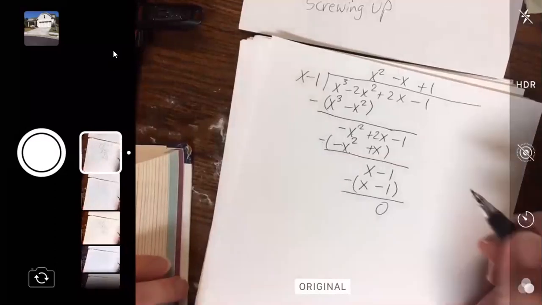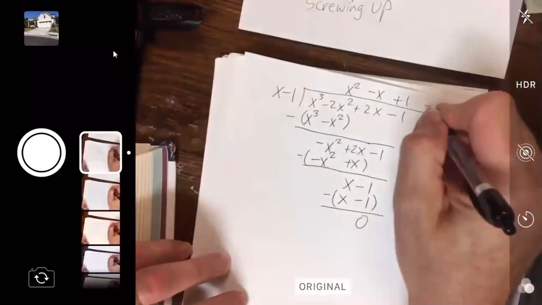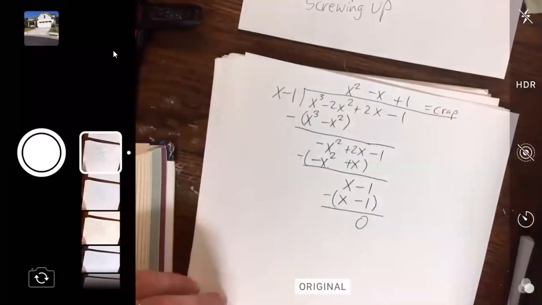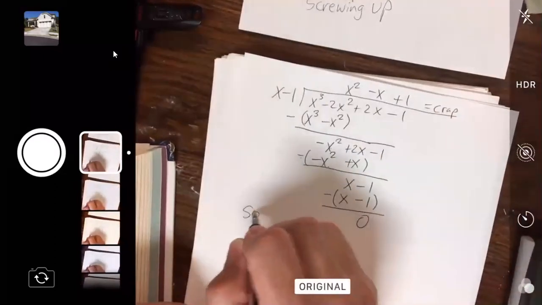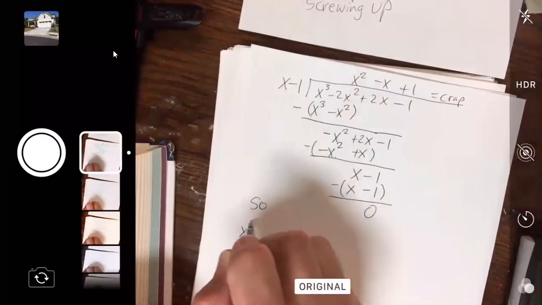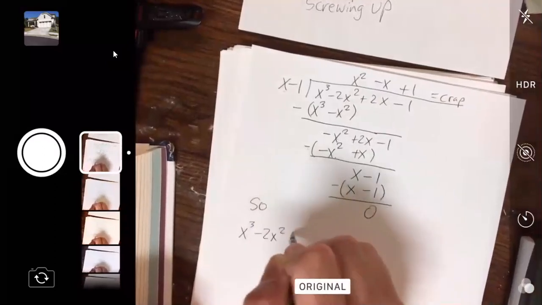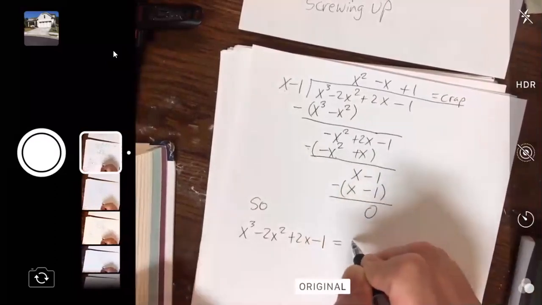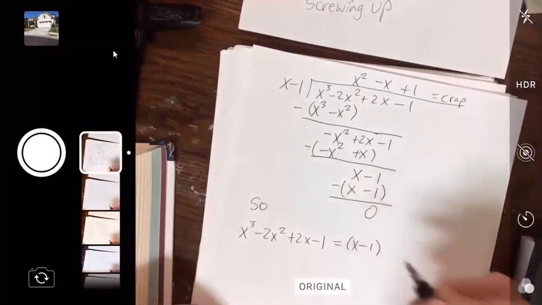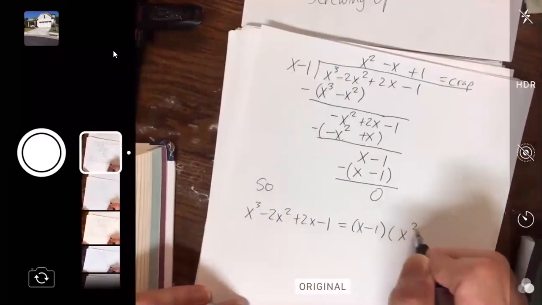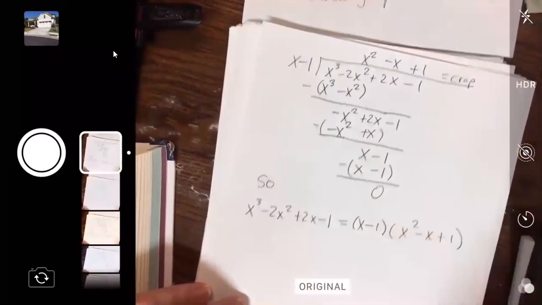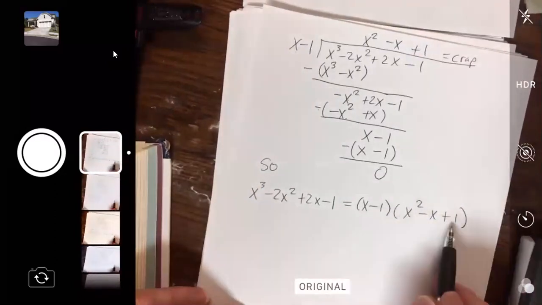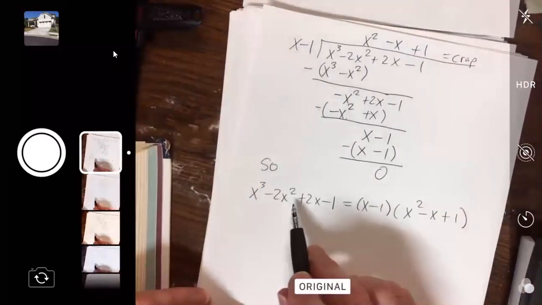Yeah. Okay, so you understand this is the quotient: x squared minus x, add 1. Basically, I factored x cubed minus 2x squared, add 2x minus 1 as x minus 1 times x squared minus x, add 1. Now, I could check this at this point if I wanted. If I foiled all this back, it should come back to this.